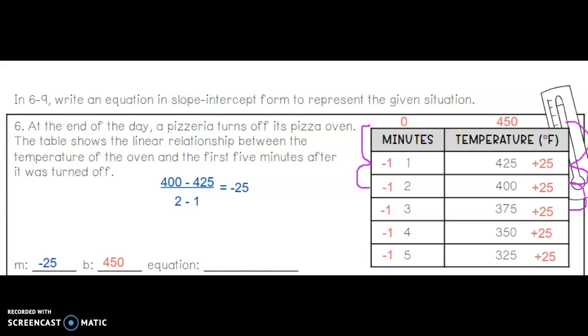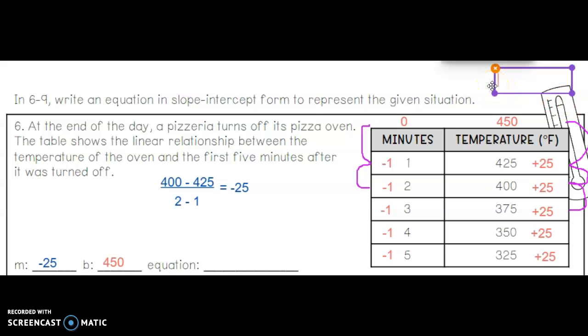In our previous lesson, we completed the front page of Notes 5, questions 1 through 5. And today, in the second section, we're going to complete the second page of your notes, questions 6 through 10. So let's start in questions 6 through 9. We are to write an equation in slope-intercept form to represent the given situations.